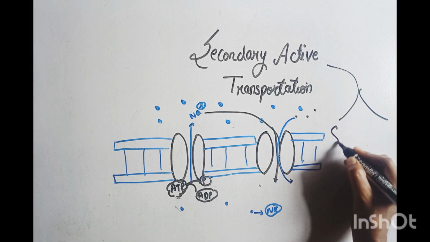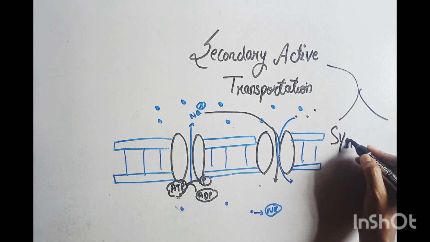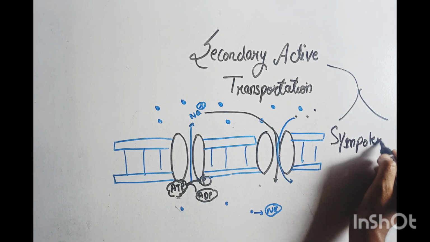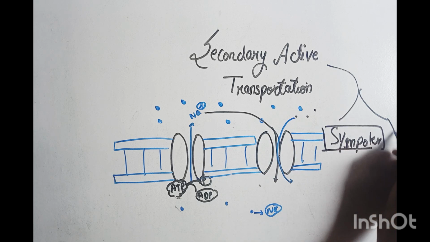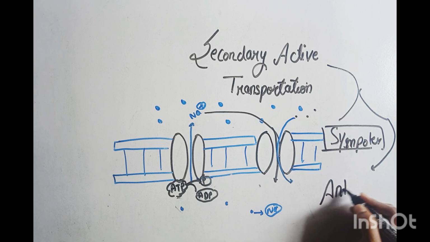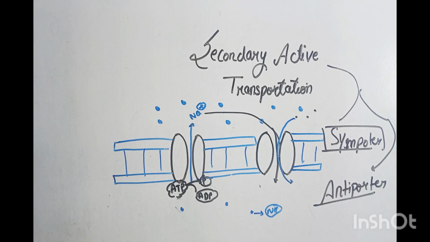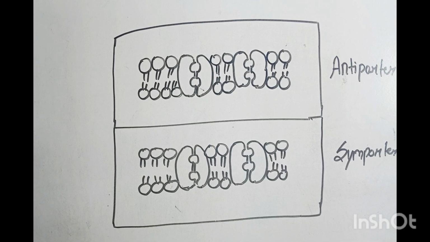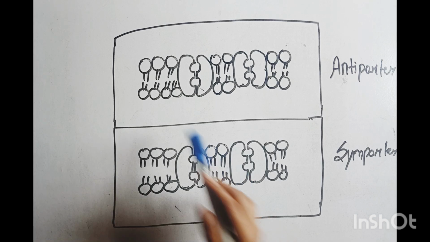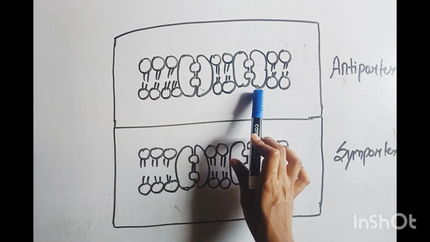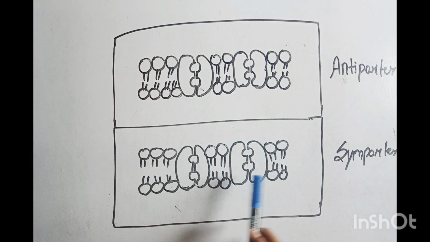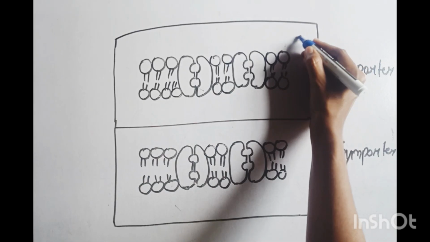In secondary active transportation, there are two types of transporters: first is the symporter, and the other is the antiporter. One by one we will discuss them. First, the antiporter. This is the plasma membrane, and this is the carrier protein.